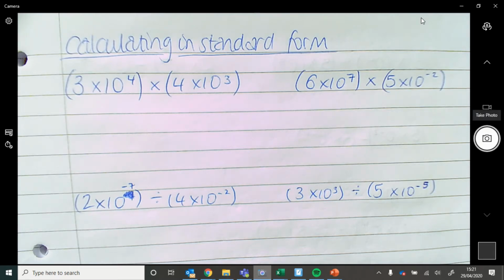Hi everybody, second video for standard form is thinking about calculating within standard form. We're going to look at multiplying and dividing first, and then we're going to look at adding and subtracting afterwards. Okay, so I'm going to go through 4 examples.